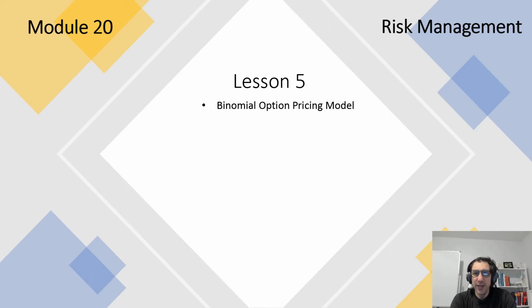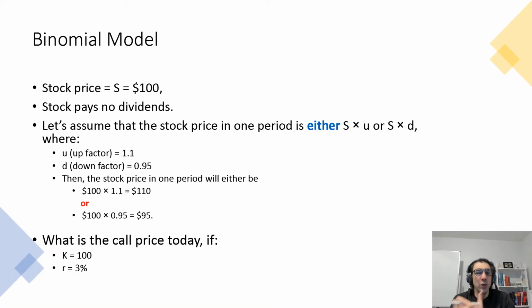So I promised that I'm going to talk about option pricing model. In this session, we'll talk about binomial model, and the following lesson, lesson 6, we'll talk about Black-Scholes model. So let's start our session. To explain this binomial model, it is much better to use an example.